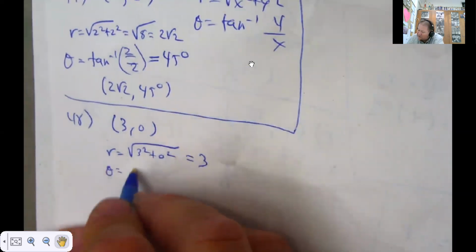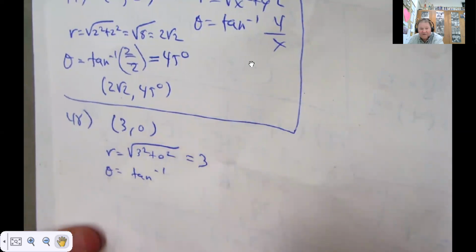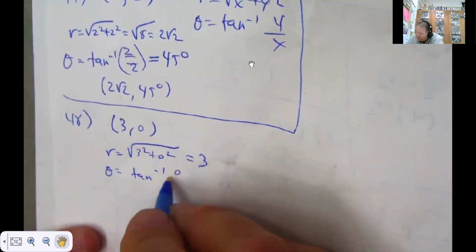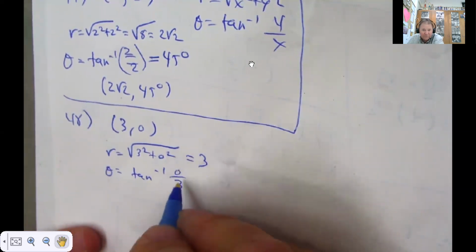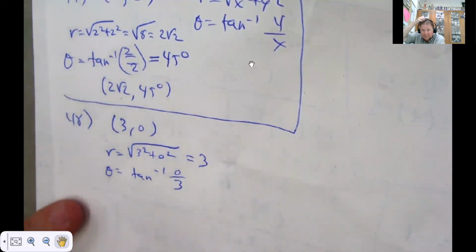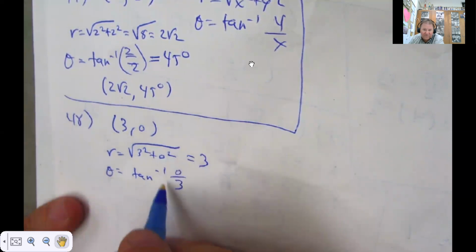And theta is the arctangent of y over x, which is 0. But you have to be careful because it could be 180 too, right? In which case tangent 180 is also 0. So be careful. You still have to interpret the answer of this.